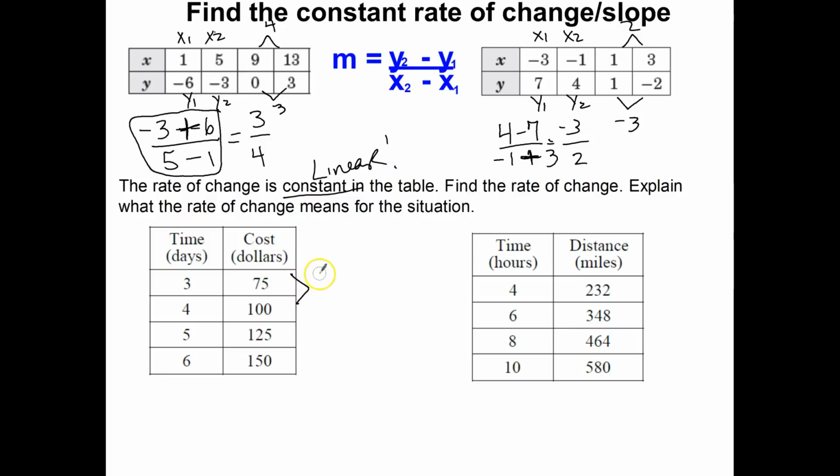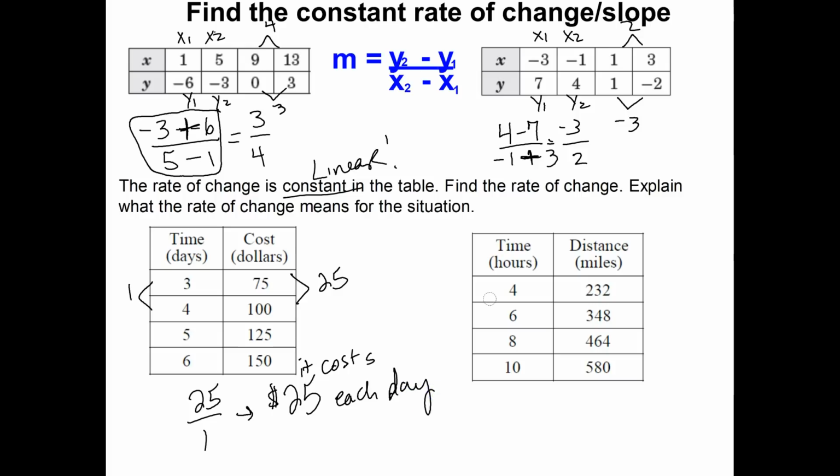How does 75 become 100? Add 25. How does 3 become 4? Add 1. So, what's the slope of this line? It's 25 over 1. What does that mean? It means it costs $25 each day. Okay?